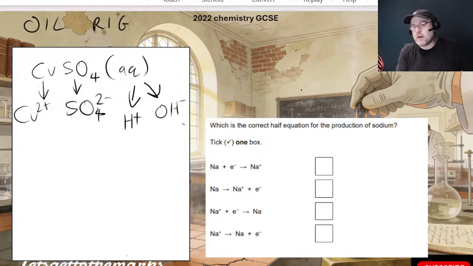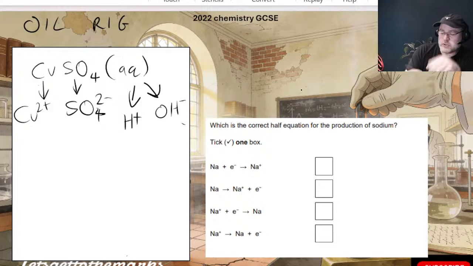An electrolyte, good question, is a solution containing ions that conducts electricity. It's not a solution, sorry. It's a liquid, because you can have molten. So it's a liquid that conducts electricity. It could be molten or it could be aqueous. That is an electrolyte.